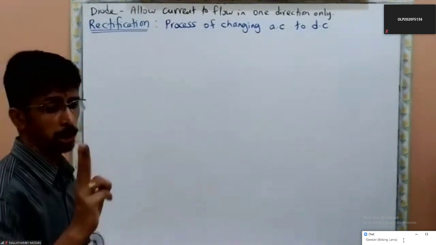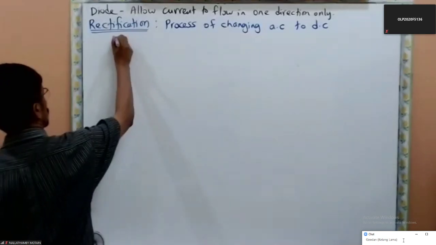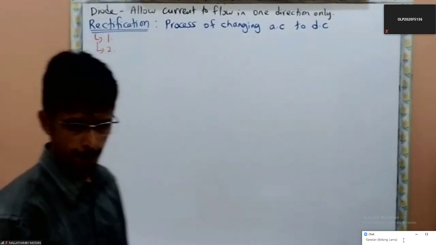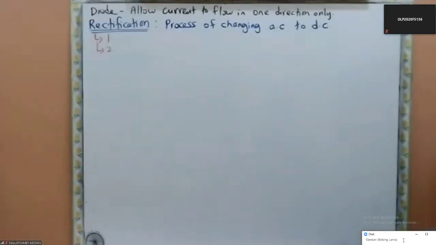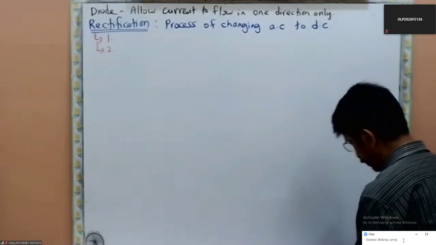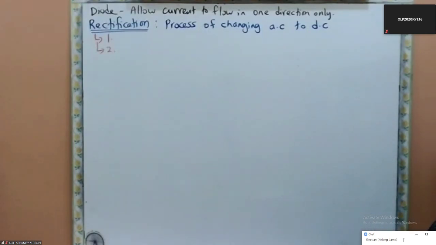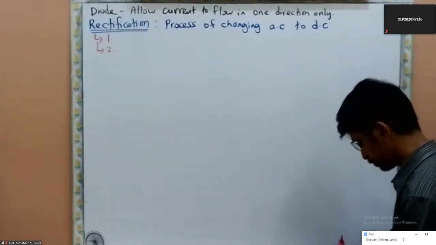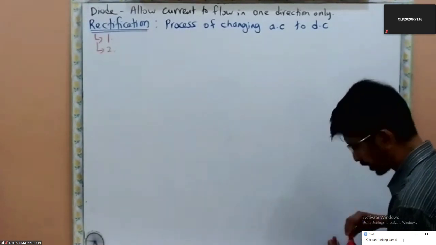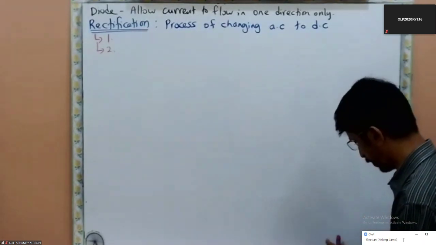And here we have two types of rectification. First one, you write half wave rectification, and one more is full wave rectification.